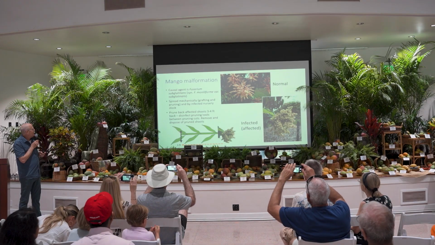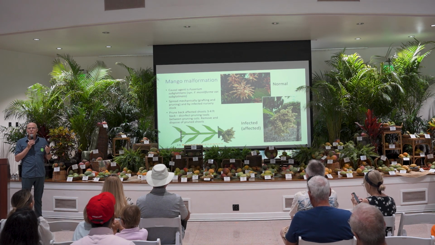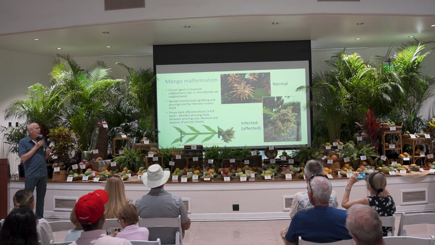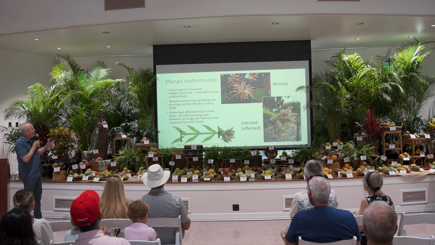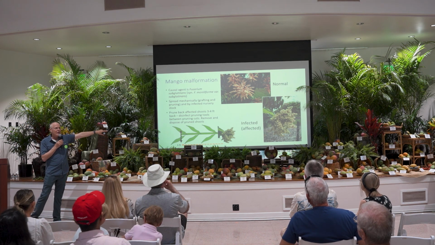Okay, mango malformation. This is caused by a fungus, and it can be spread mechanically by using contaminated budwood or grafting wood, or by infected nursery stock. That's a normal panicle up there, and there's the infected panicle down there. You can see how it's all crunched up. It doesn't really set much fruit, and it spreads throughout the tree. Each year it gets worse and worse.